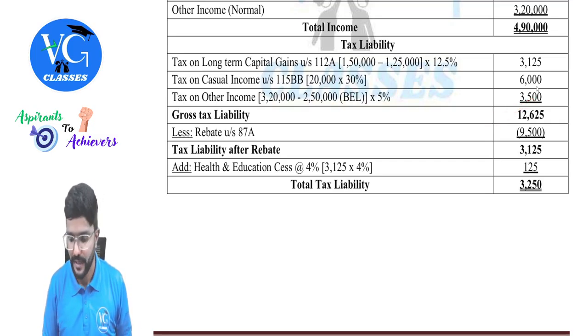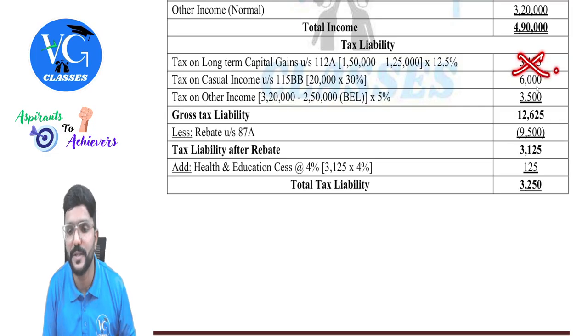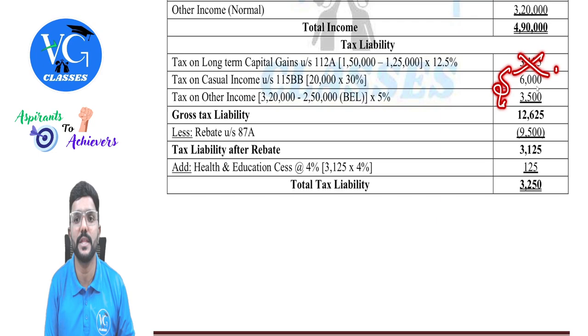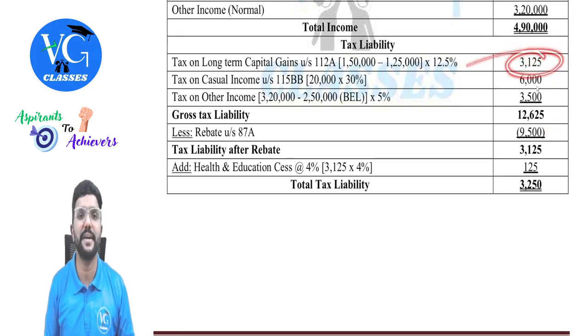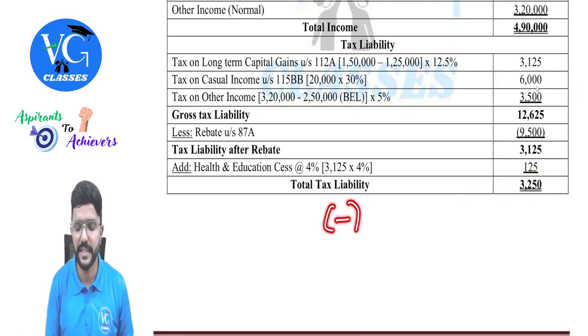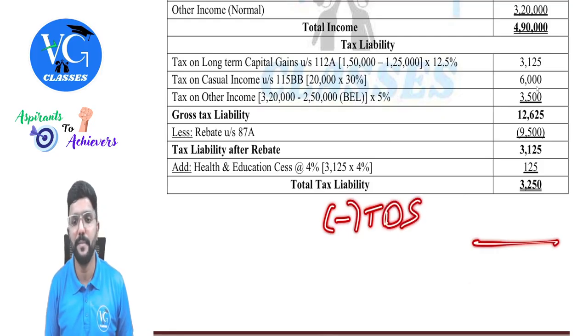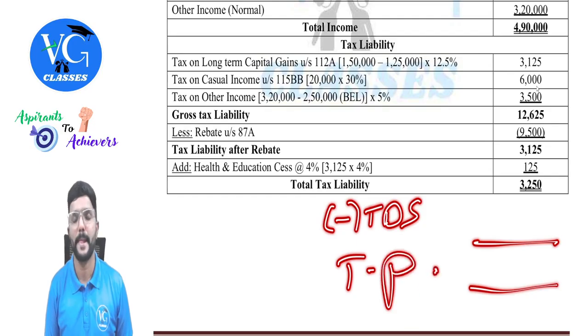Now, what is the rebate? Can he claim full amount as rebate? No. There is no rebate available against 3,125, guys. Remaining, can he claim? Yes. How much is that? 9,500. 9,500 rebate is available. Remaining, which is nothing but tax under section 112A, he has to pay plus 4% health and education cess. So the total tax liability comes to 3,250. And even here, if there is any TDS credit available, please deduct it. The remaining would be the tax payable, guys.